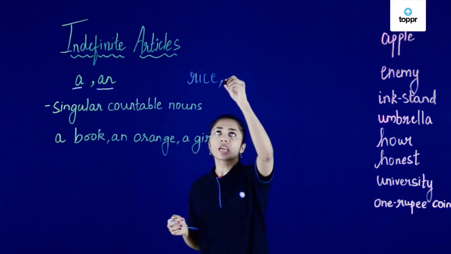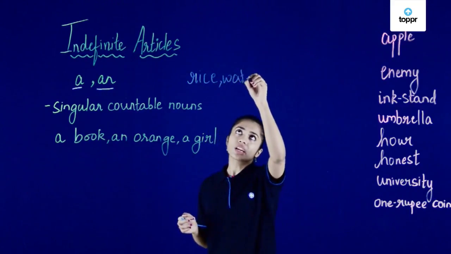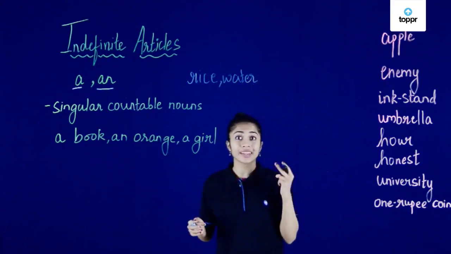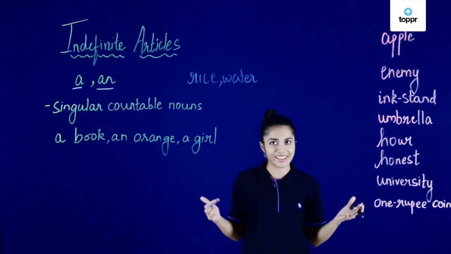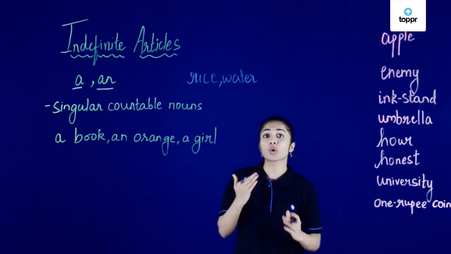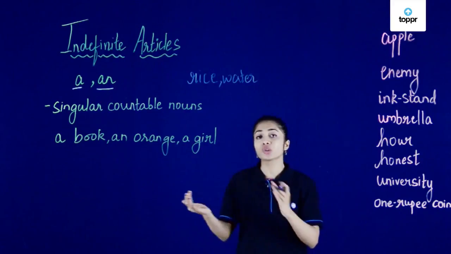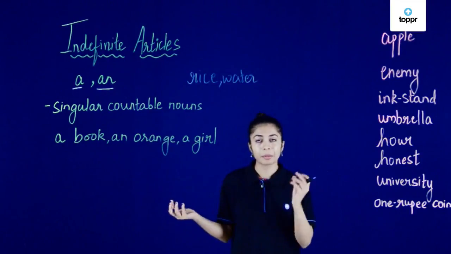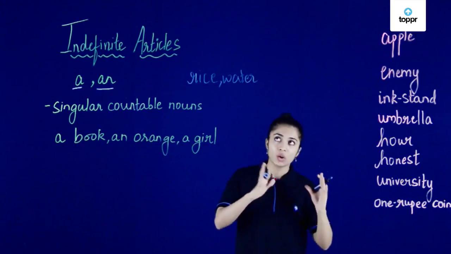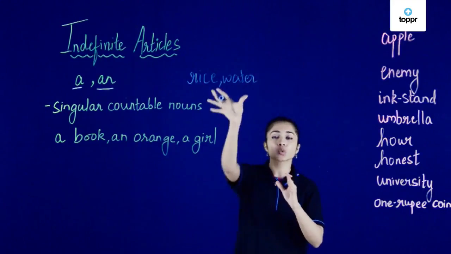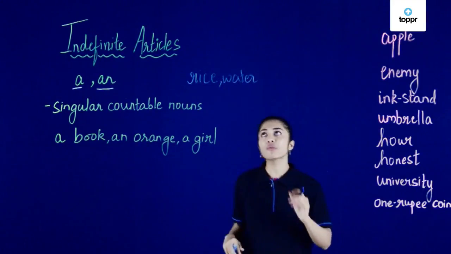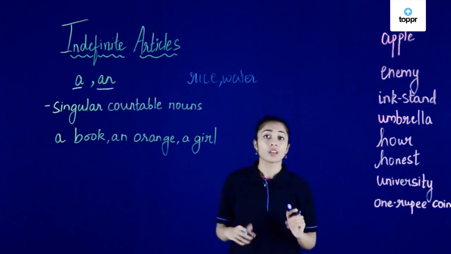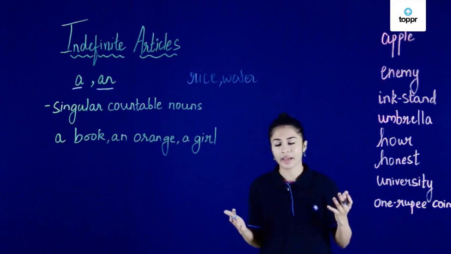And so is the case with water. So I cannot say I need one water, I need two waters. There is no such thing in the English language. I can say I want one glass of water and I want two glasses of water. But glass again is a countable noun. We cannot use one and two just with the noun water. And therefore, rice and water are uncountable nouns.